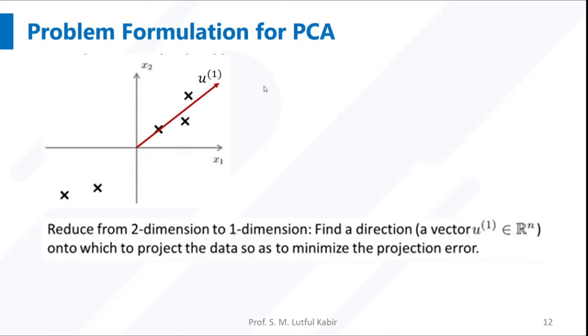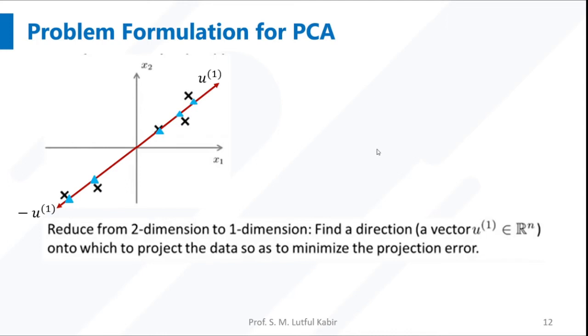Let us call it E1, and even if it is minus E1, the same thing happens. So it doesn't matter about the direction. The line is the important parameter. That means either it can be U1 or it can be minus U1, whatever may be the direction, ultimately the projection of the point on the line, the error should be minimum.